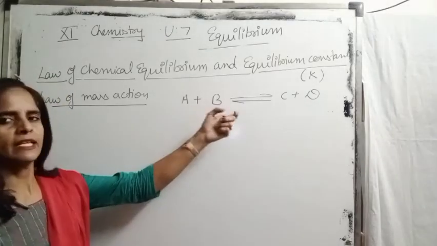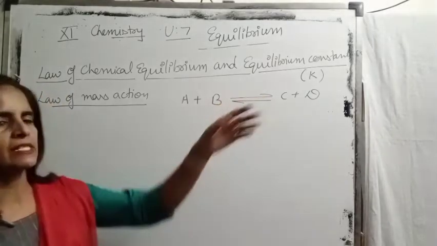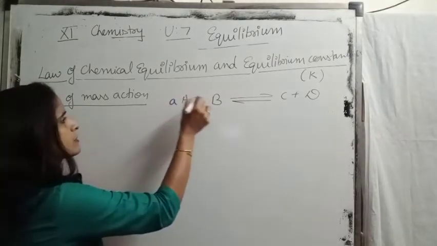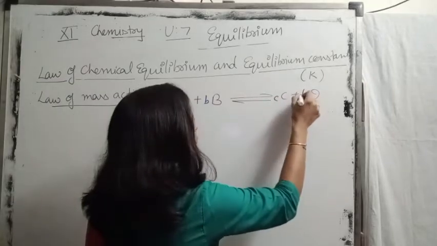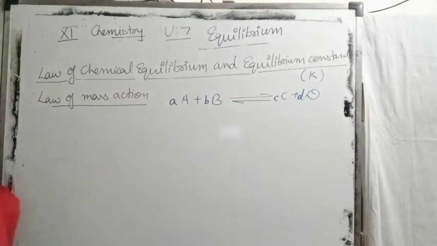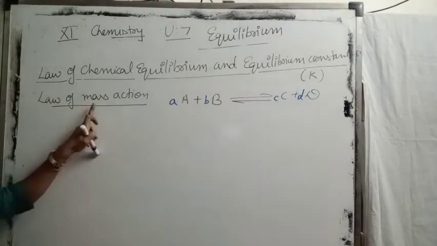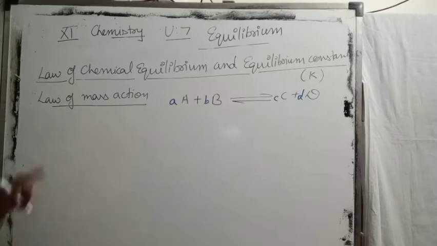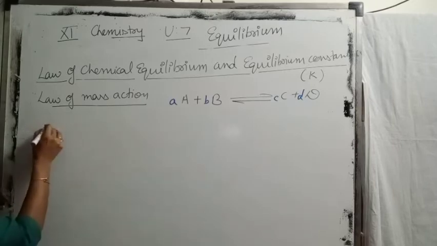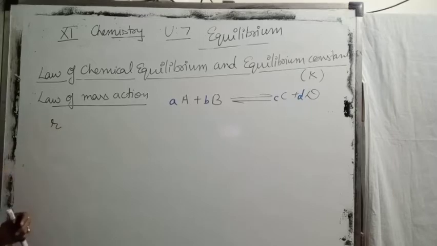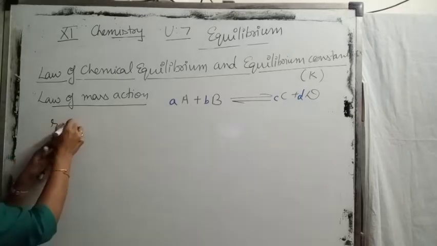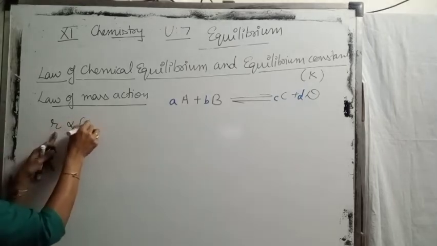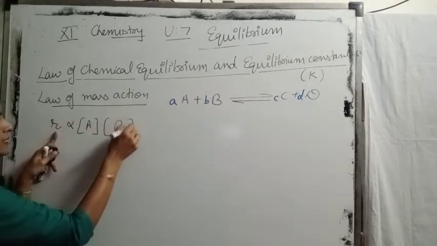So let us take this general reaction, A plus B are the reactants and C plus D are the products. And to balance this equation, suppose we are using these moles. These are the number of moles for the balanced equation. So according to law of mass action, I am applying this law here. According to this law, rate of reaction, this is the symbol for rate of reaction, is directly proportional to the product of molar concentration of reactants.